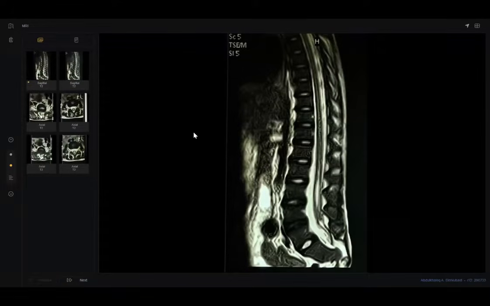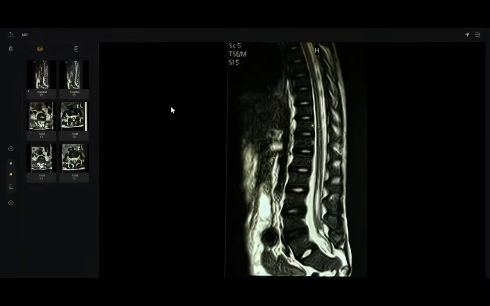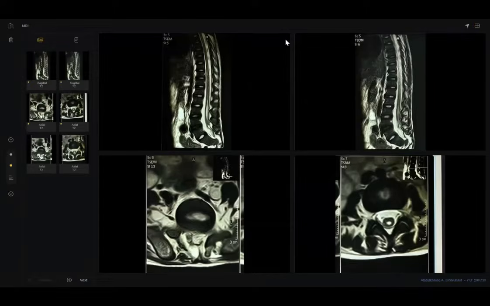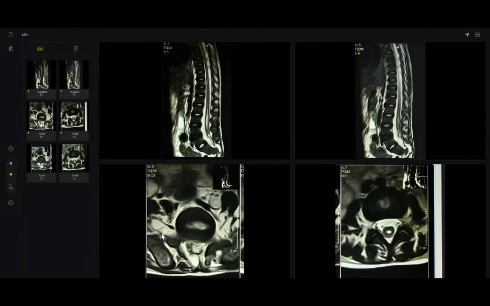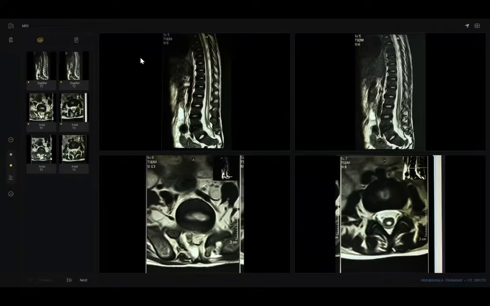So I've been provided with the T2 weighted images of the lumbar spine. The cord is extending inferiorly up till the sacrum, suggesting tethering of the cord, with the high signal in the cord, suggestive of syrinx, most likely. There is no defect noted on these images in the posterior elements.